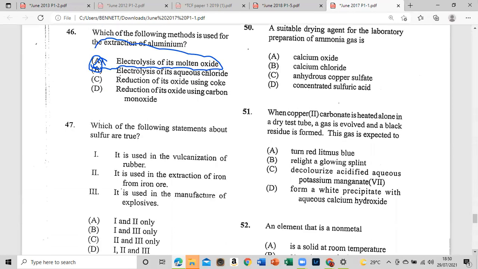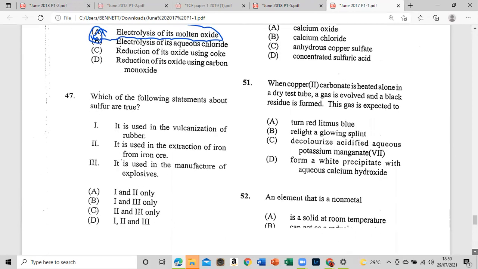All right. So 47, which of the following statements about sulfur are true? 1, it's used in vulcanization of rubber. 2, it's used in the extraction of iron from iron ore. 3, it's used in manufacture of explosives. And they gave us 1 and 2, 1 and 3, 2 and 3, and 1, 2, 3. And 47 is B, 1 and 3.